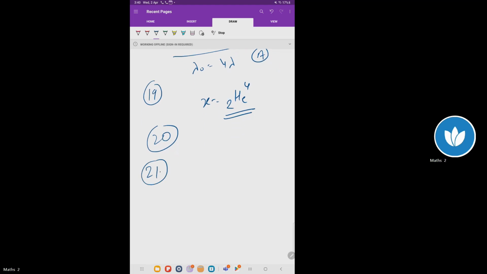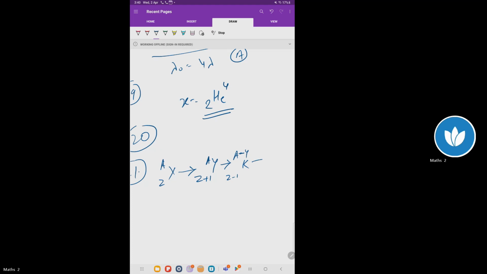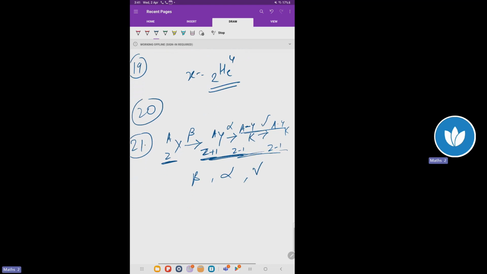21. Radioactive decay of element A X Z goes to A Y Z plus 1, then A minus 4 K Z minus 1, then A minus 4 K. Here Z is increasing, so a beta particle is emitted. Here Z is decreasing and A is decreased by 4, so an alpha particle. And here there is no change in Z and A, so a gamma particle. Beta, alpha, gamma. Option B.